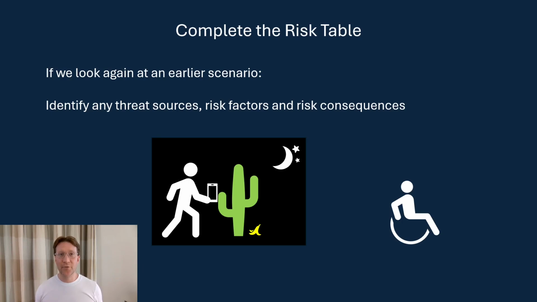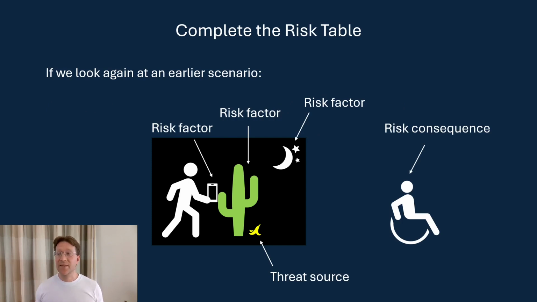We take this scenario from an earlier video where we have somebody walking along at night, holding their phone. They're about to walk right past a banana peel, and that's right next to a cactus. And then we have someone in a wheelchair. Try pausing the video and identifying any threat sources, risk factors, or consequences in what you can see. Maybe you came up with something like this.